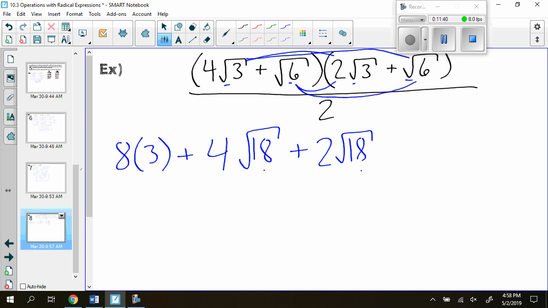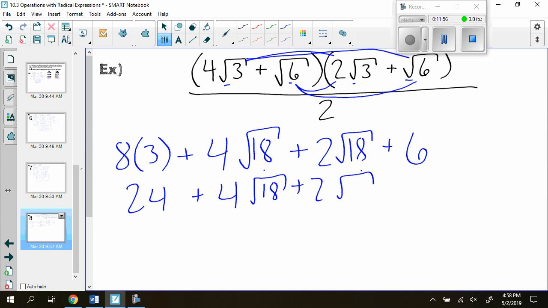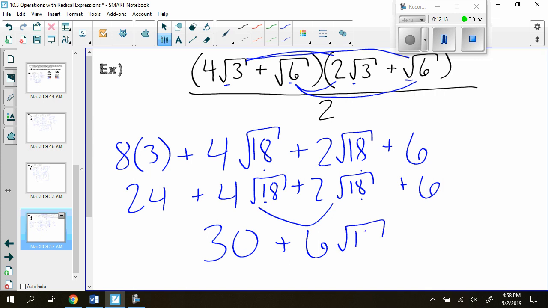And then the last part of my FOIL, both positive, so a plus sign, the square root of 6 times the square root of 6 would just be regular, normal 6 without any sort of a radical. I'm going to rewrite 8 times 3 is 24, plus 4 square roots of 18, plus 2 square roots of 18, plus 6. I can combine my like terms. 24 and 6 make 30. And if I put these two together, radicals match, 18 and 18. 4 plus 2 is 6. Keep my last name, the square root of 18.